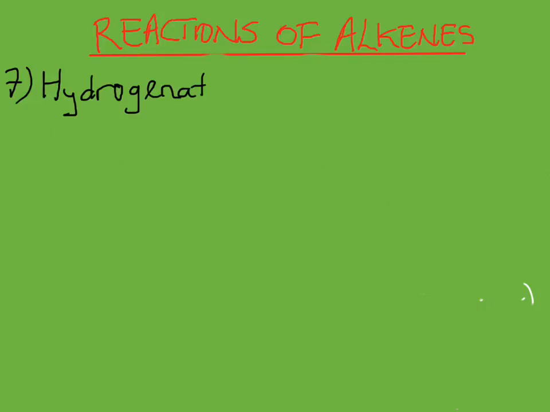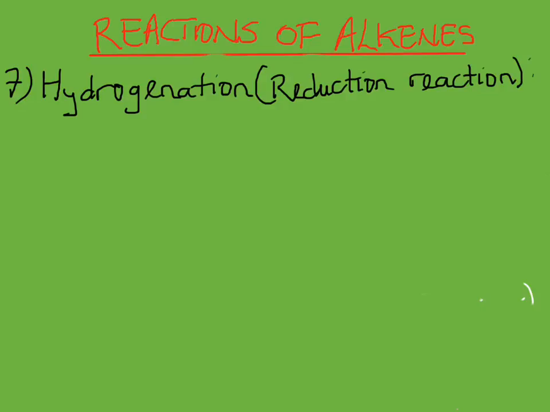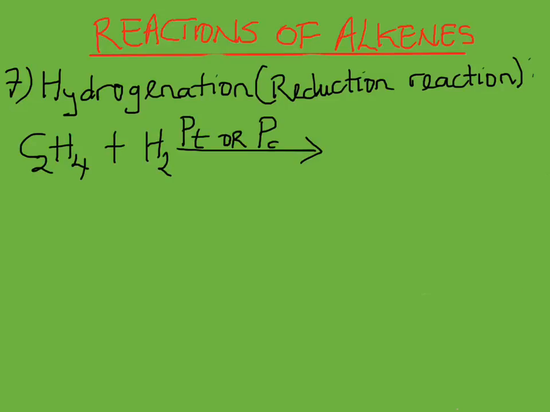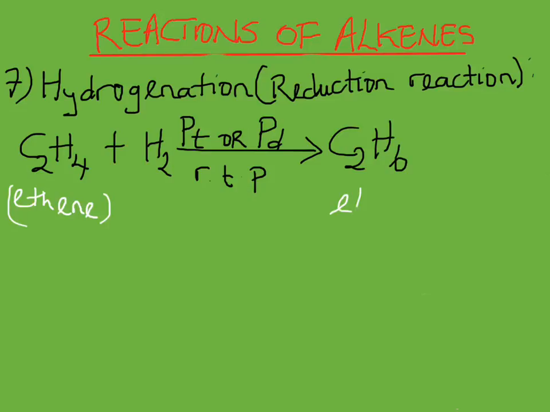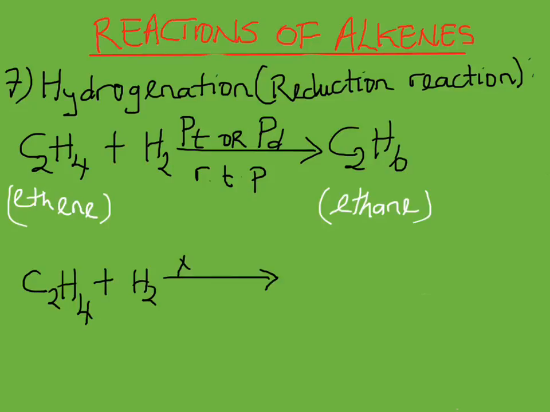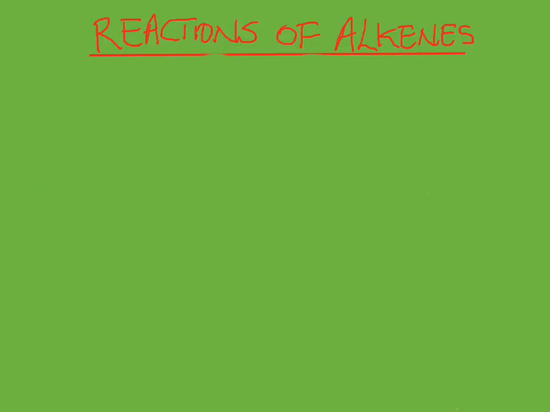The next reaction we're going to look at is hydrogenation, that is a reduction reaction. A mixture of hydrogen and an alkene passed over finely divided platinum or palladium catalyst without heating, that is at room temperature, or passed over finely divided nickel at 140 degrees Celsius produces an alkane. So you can see ethene plus hydrogen in the presence of platinum or palladium catalyst at RTP is going to yield us ethane. Ethene plus hydrogen in the presence of nickel catalyst at 140 degrees Celsius yields us ethane.